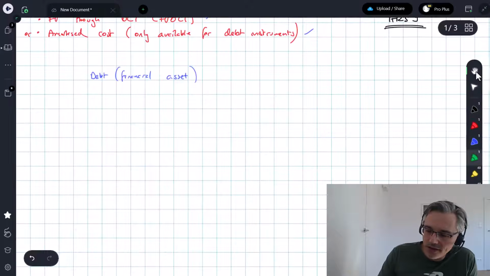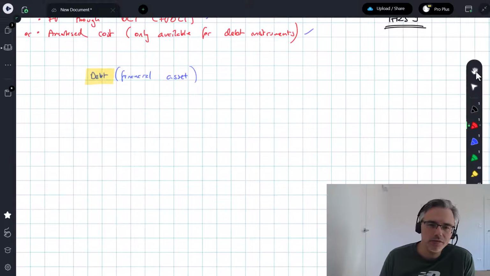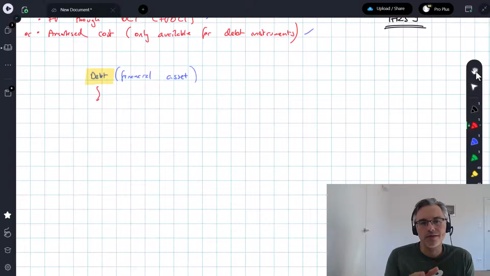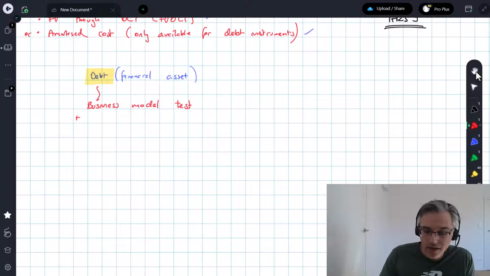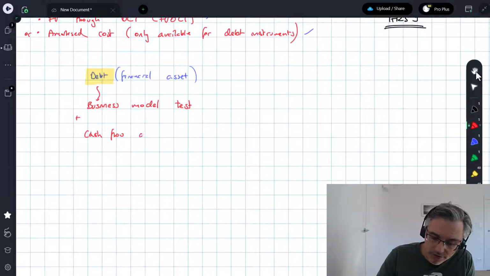Anyway, debt securities don't give you control over the business that issued them. It's not like equity. They shouldn't really give you significant influence either. So it's always going to be a financial asset. Now, when you're holding debt, the first thing you've got to ask yourself, for the purposes of properly classifying it so that you know how to account for it, is you've got to conduct two tests. One is the business model test, and that's coupled with the second one, which is the cash flow characteristics test.